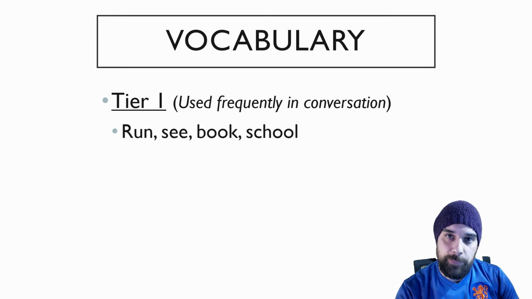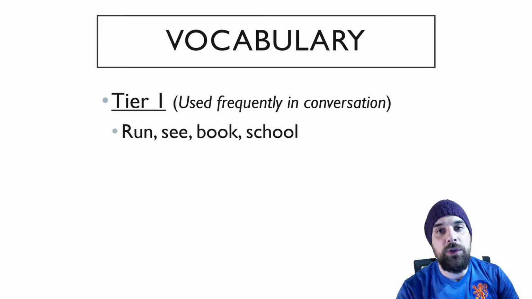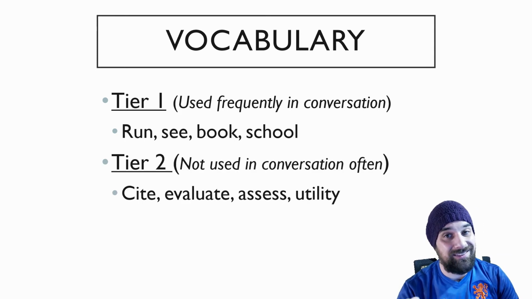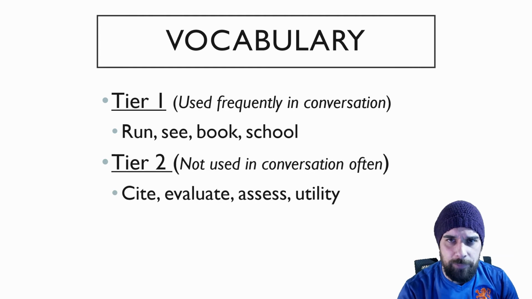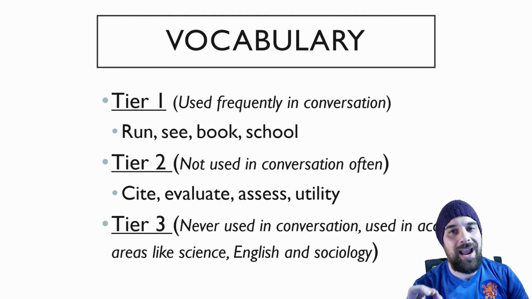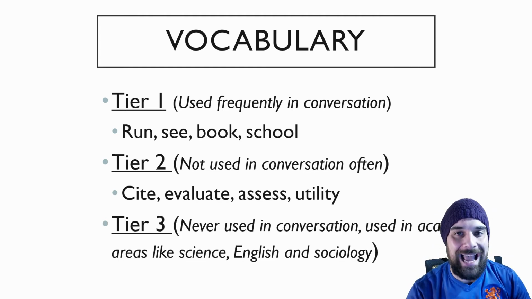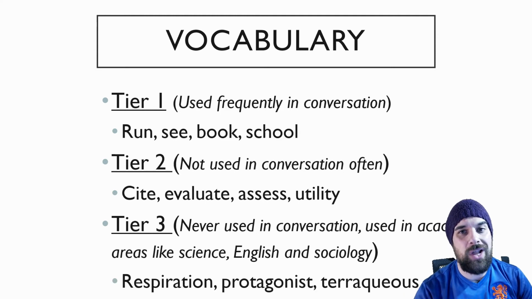If you want to sound a little bit more educated, pick some words that aren't used frequently in conversation. These are words like cite, evaluate, assess. These are good words. You might hear them sometimes if someone smart is speaking, but pretty rarely would you hear them. Tier 3 words are never ever used in conversation unless it's an academic conversation. These are words like respiration, protagonist, terraqueous.